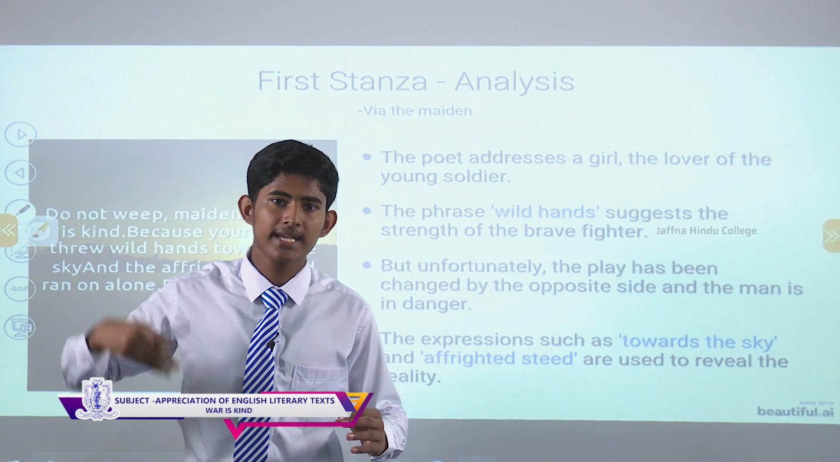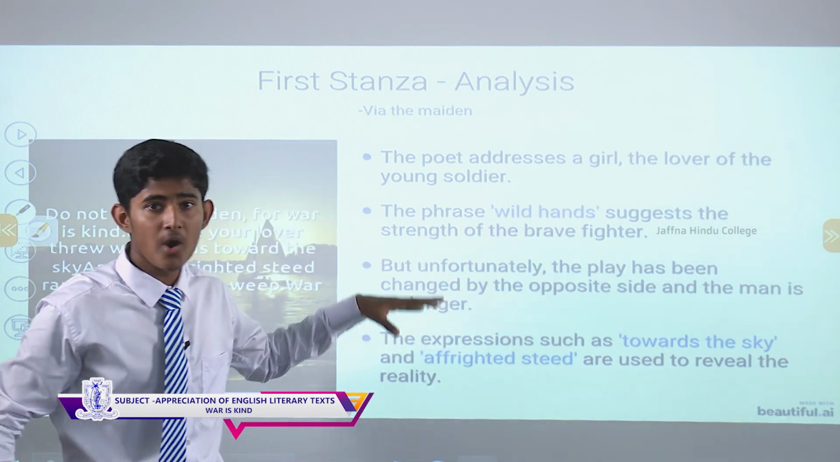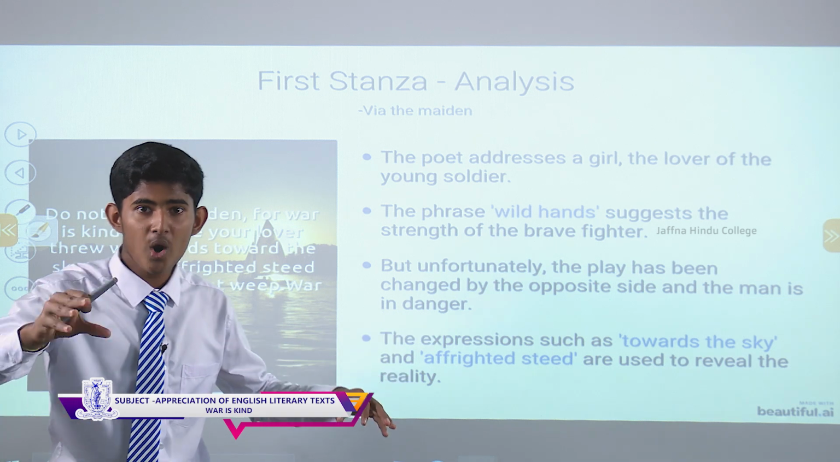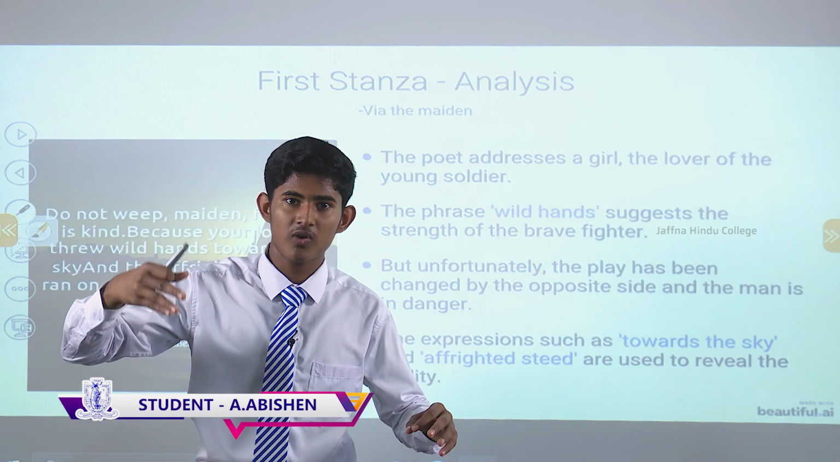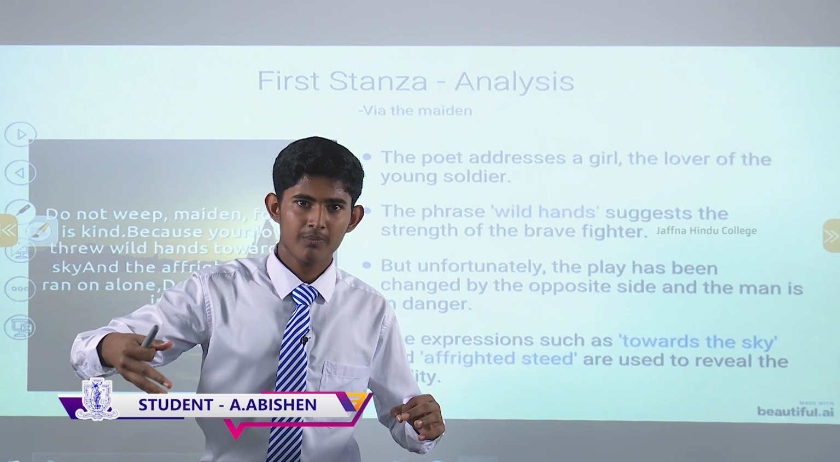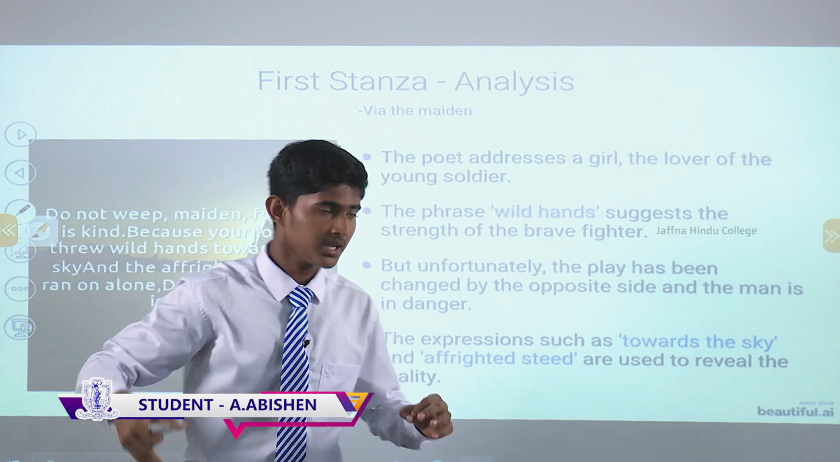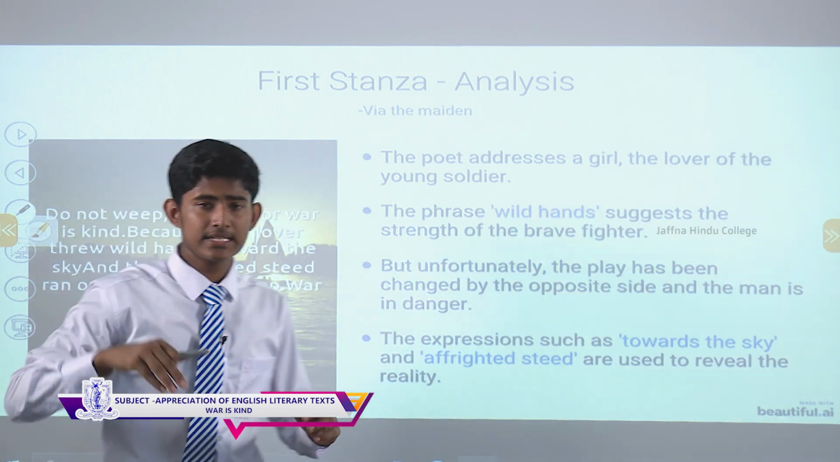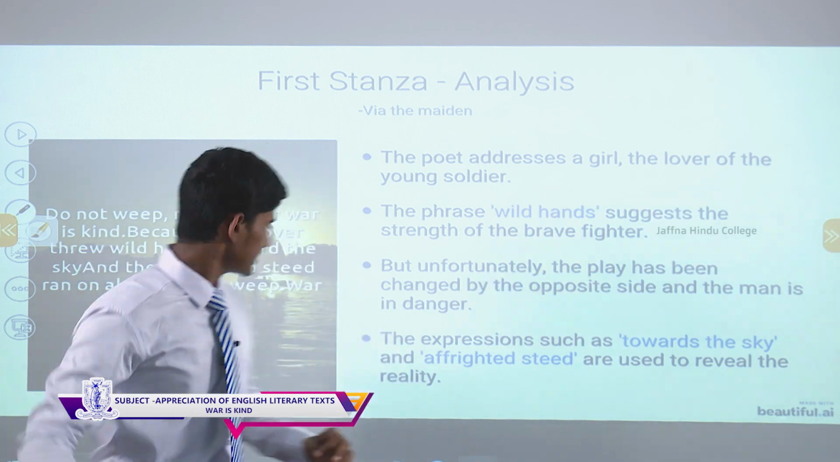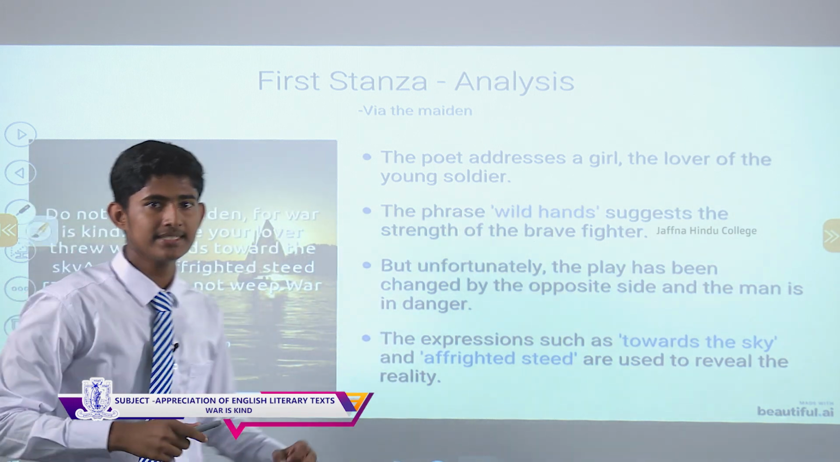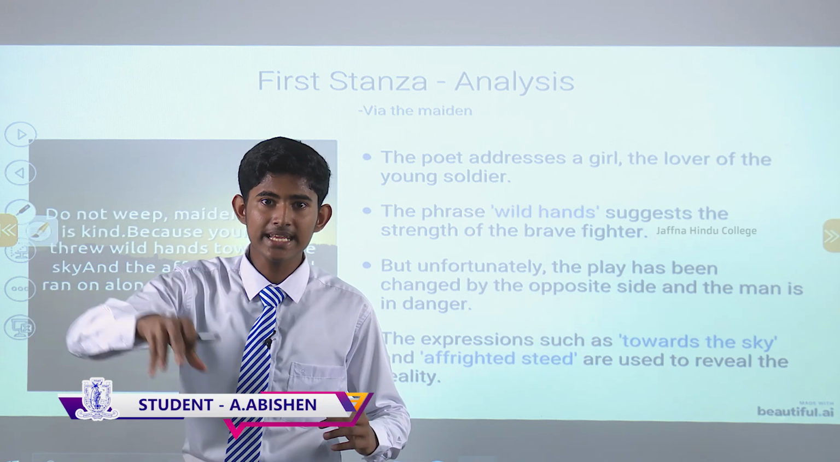As a matter of fact, as I already mentioned, here the poet is trying to address a mourning maiden who loses her lover in the war because of the ferocity of the war. So in order to identify the complicated phrases, here I think affrighted means nervous and steed means horse.